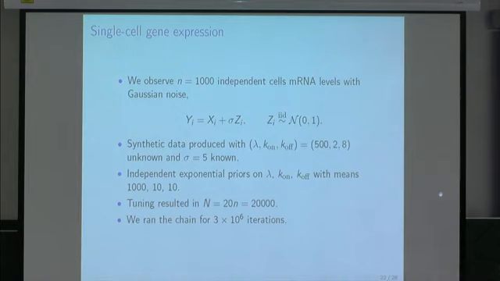And the tuning, as I alluded to earlier, you need to tune things so that the approximate relative variance is not too large and not too small. It resulted in taking capital N being 20 times little n. So if you were to look at the simple estimator, this would be 20 times little n squared that you would need to take. So instead of 20,000, you would need 20 million, right? Okay, so we ran the chain for 3 times 10 to the 6 iterations.